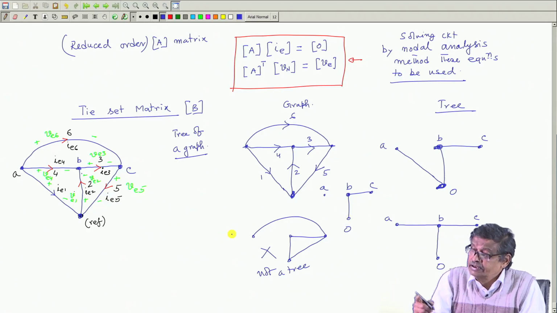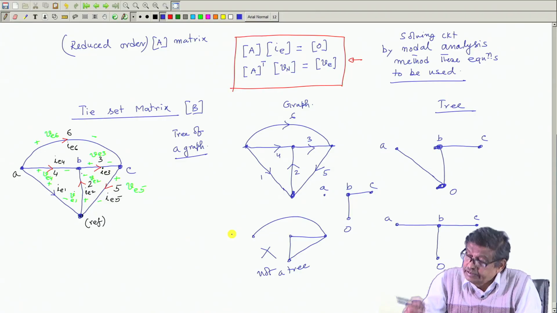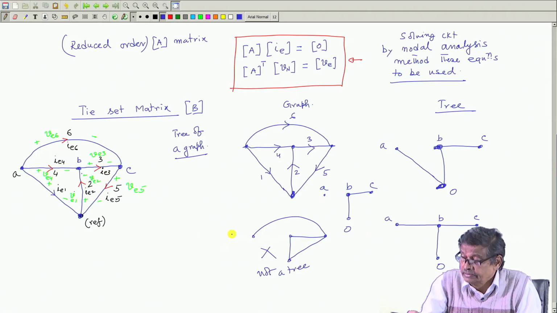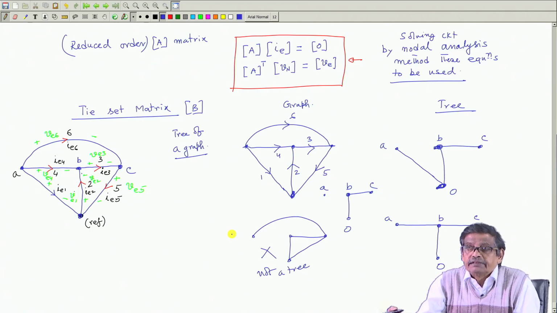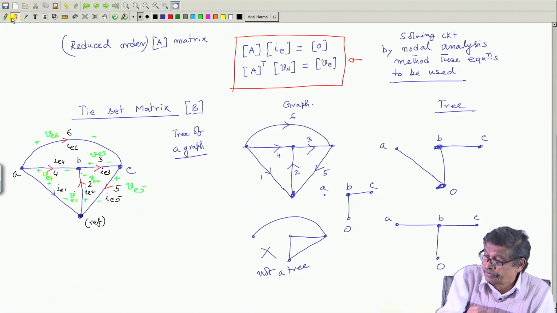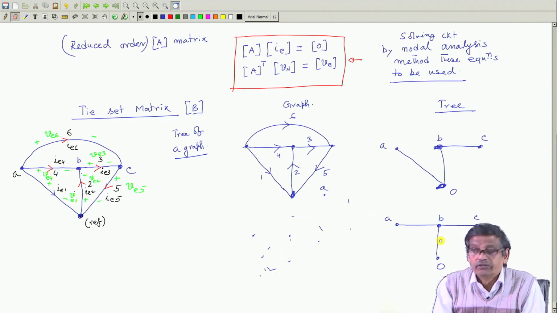So, a tree is a subset of the elements present in a graph in such a way that all the nodes will be there, the nodes will be connected, and there should not be any closed loop formed. That is it. I hope you have got the idea of a tree. So, this is a valid tree, this is also a valid tree.